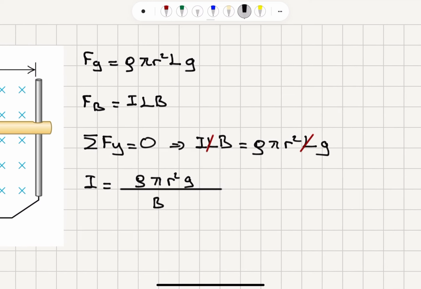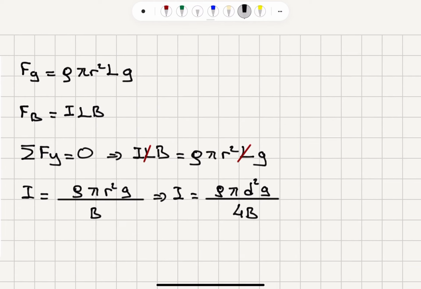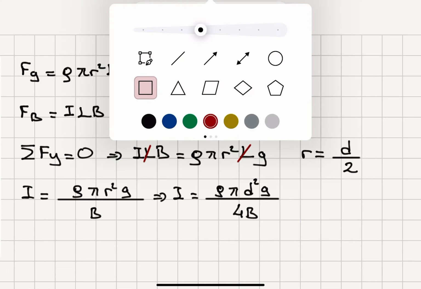But r, the radius, is not given to me. What is given to me is the diameter. So this can be rewritten as the current is equal to rho pi d squared g divided by 4B. Why? Because the radius r is equal to d over 2. So that's the current we would need.